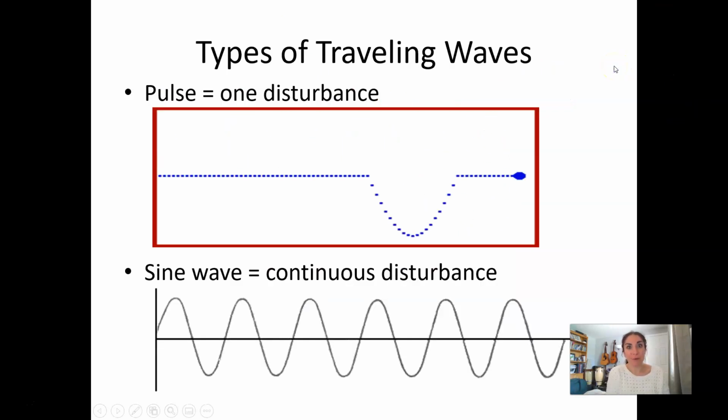So I have a plethora of wave terms and things to discuss. We call one disturbance a pulse. You can see here, that's literally exactly what you think it is. I take the wave and I create one disturbance. So you're seeing a single disturbance right there as a pulse. And then usually a continuous disturbance is exactly what you've been seeing before.